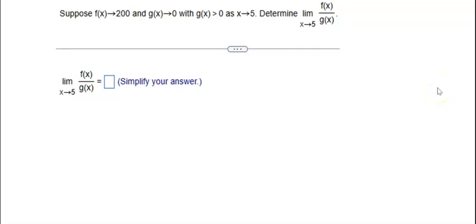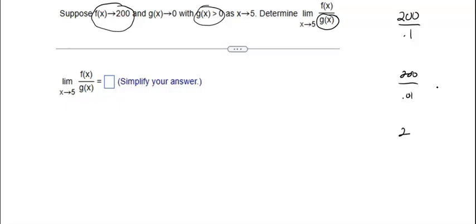Okay, so the big hint here is that the denominator is going to 0, and then the numerator is going to a fixed value. So when you're dividing something that gets closer and closer to 200 by something that gets closer and closer to 0, you could put in like 199.9, but it really doesn't matter how close you are to 200. What matters is when you come in close to 0.